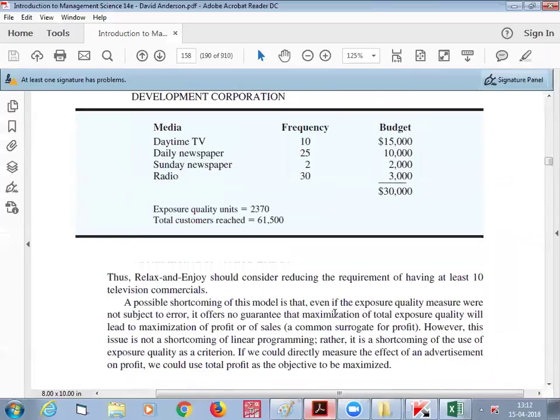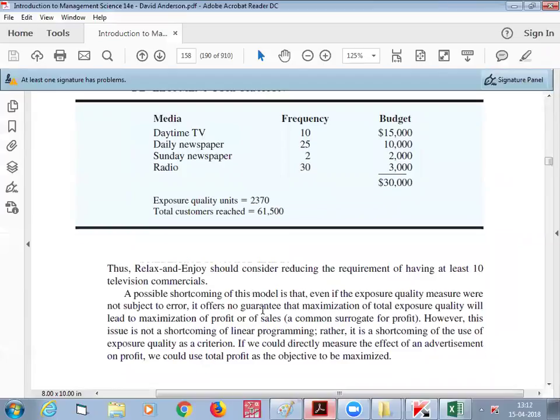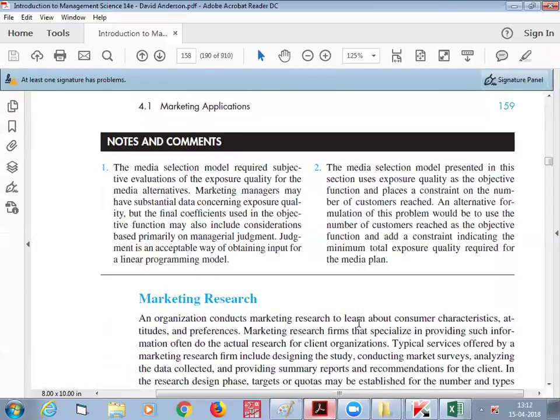So, relaxing, the jury should consider reducing the requirement of at least 10 TV commercials. Another possible, like that. So, very similar.